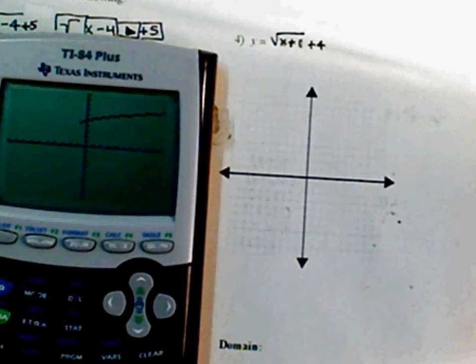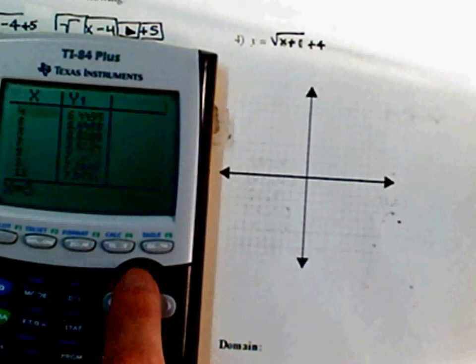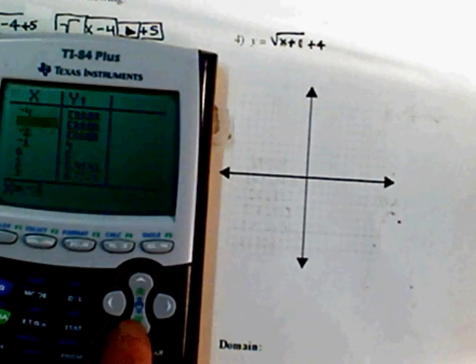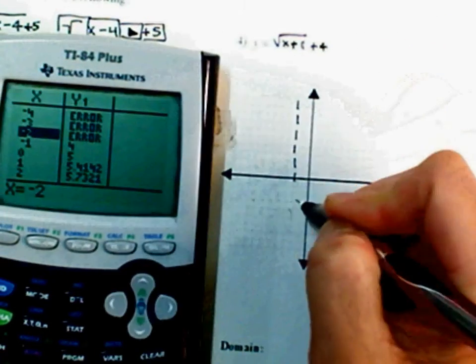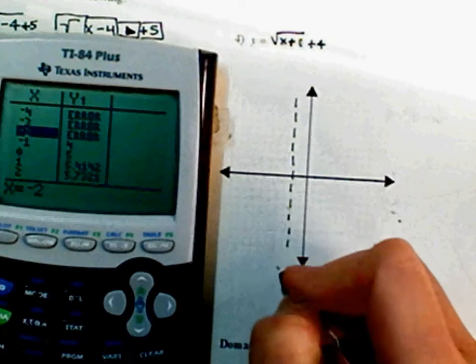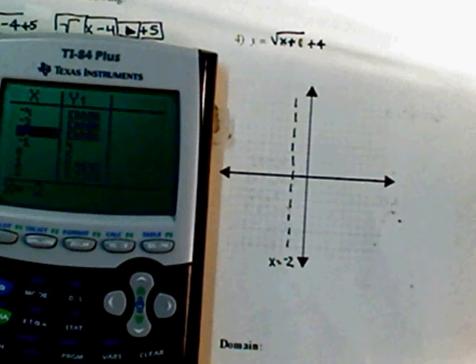All right, where do I go to get my points? Second table. Scroll until you see the word error, right? You got at negative 2? So draw your line at negative 2. So x is equal to negative 2. How'd you get negative 6? The very last error. It should be negative 4, negative 2. Yeah. All right. Plot your points.